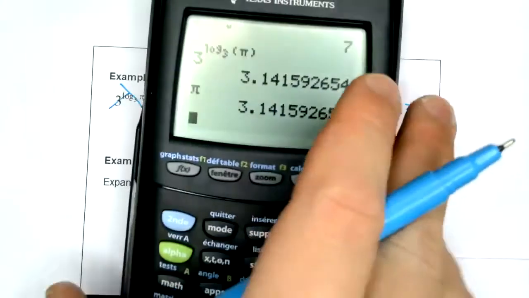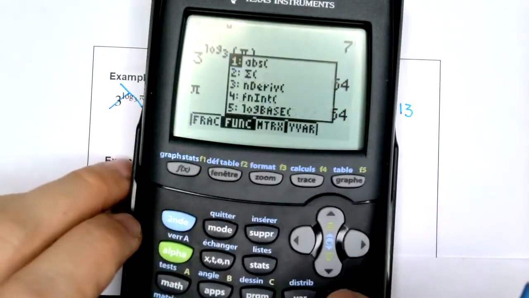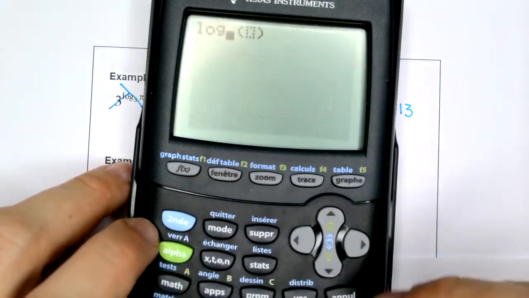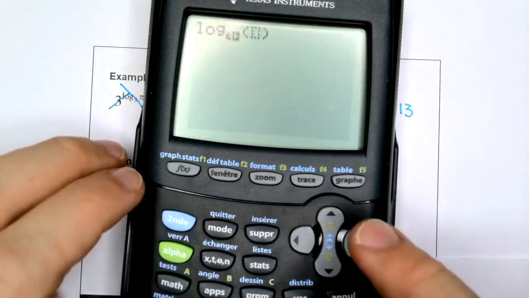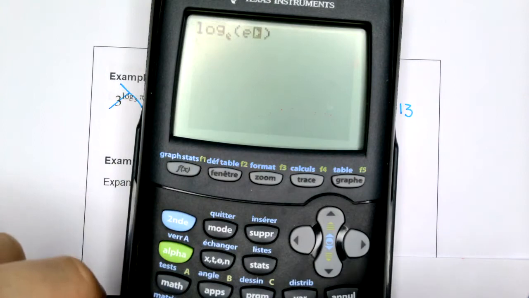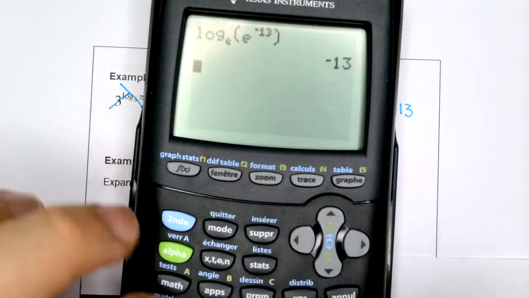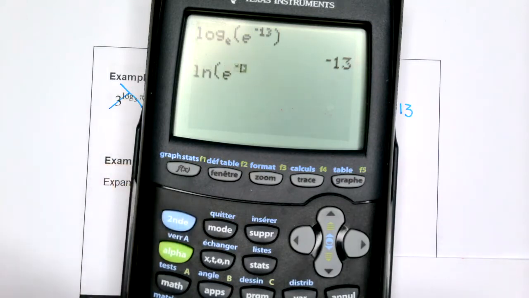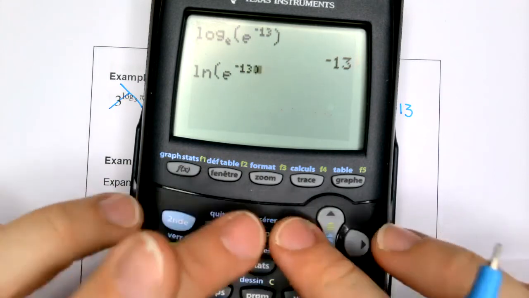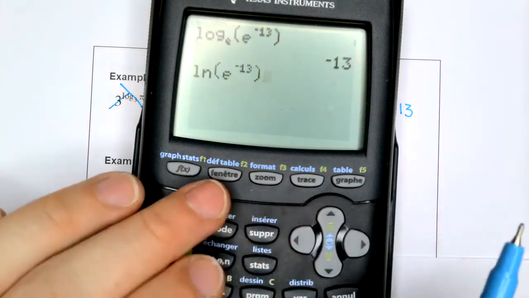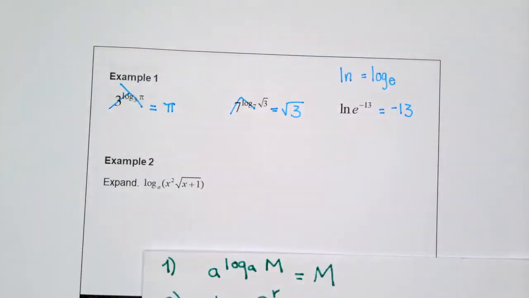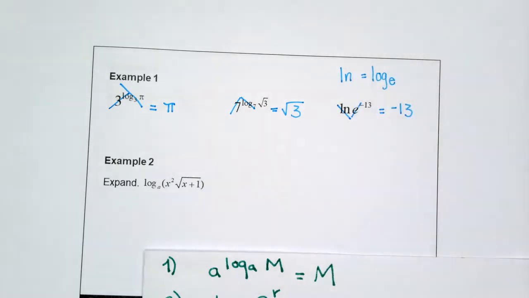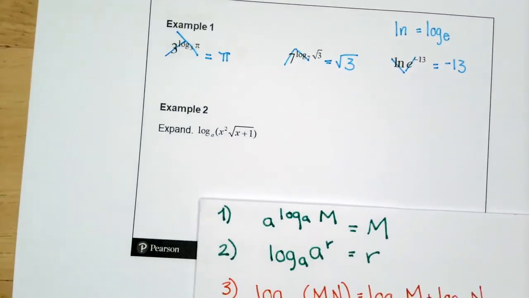But let's put that in our calculator. Log base e of e to the negative 13 is negative 13, or just natural log of e to the negative 13 gives me negative 13. So we showed that the natural log and the number e cancel each other out, and we were just left with the exponent.